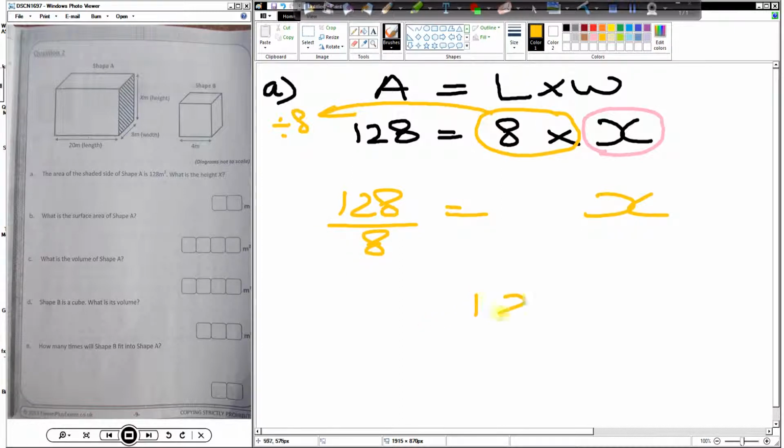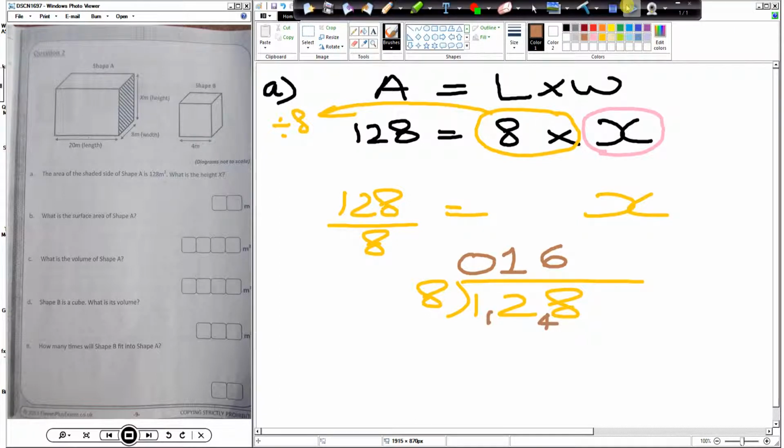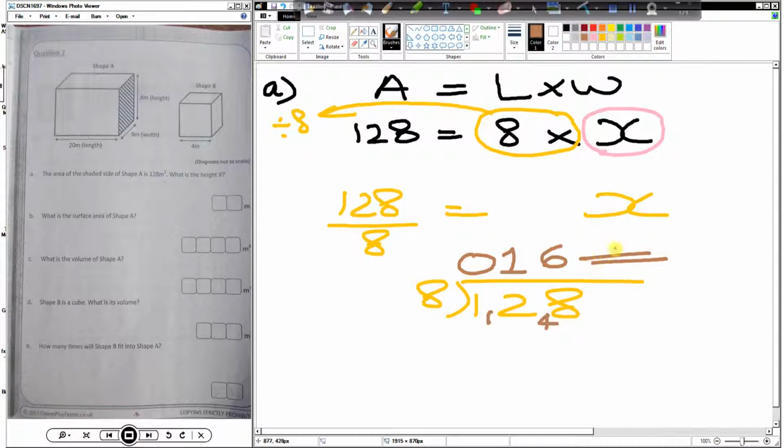So if you want to do that using the bus stop technique, we can. Okay. So how many 8s in 1? 0. Remainder 1. How many 8s in 12? 1. Remainder 4. How many 8s in 48? 6. This method's easy. So the answer for A is 16. So do you know what I did?